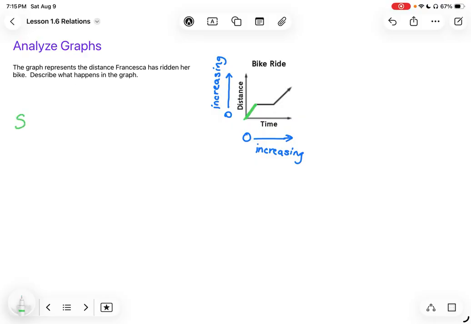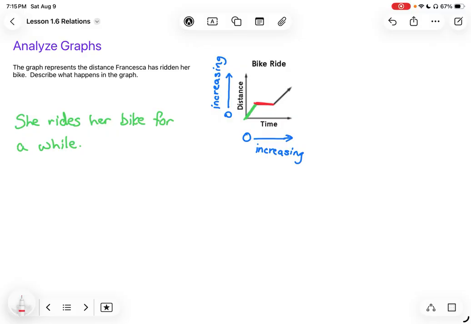So we could say she rides her bike for a while. We can't really be more specific than that because since the graph does not have any numbers on it, I don't know how long she rode or how far she went. But then what happens next? What is happening right here?